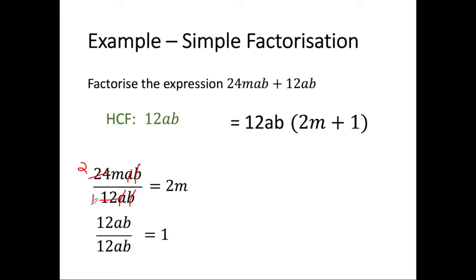So please always remember that if you are taking the whole term as the highest common factor, you still need to replace it inside the bracket with a 1. So the factorized answer of 24mab plus 12ab is going to equal 12ab and then 2m plus 1 inside of my brackets.